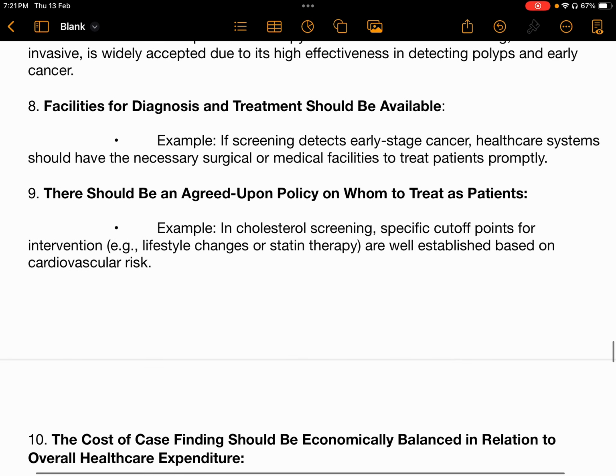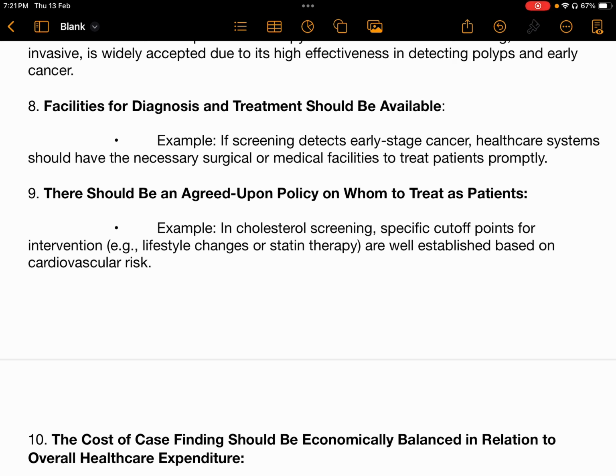There should be an agreed upon policy on whom to treat as patients. Clear guidelines should exist regarding who qualifies for treatment based on screening results. This prevents unnecessary treatment of individuals with borderline or ambiguous results and ensures that those most likely to benefit from treatment are identified.